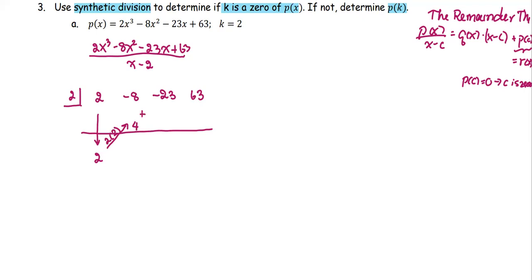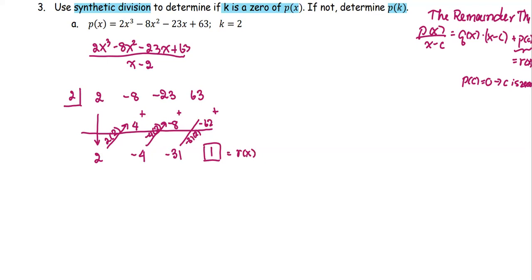Add them up. Negative 8 plus 4, that's negative 4. And next, negative 4 multiplied by 2 is negative 8. To add them up, becomes negative 31. And next, multiply negative 31 with the value 2, which is negative 62. Add them up, that becomes positive 1. In the box here, this is your remainder.